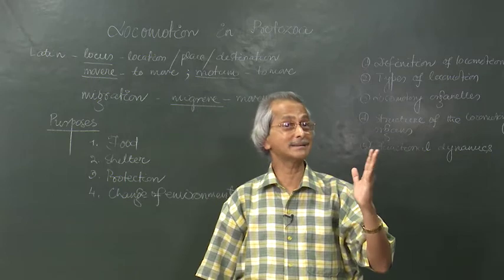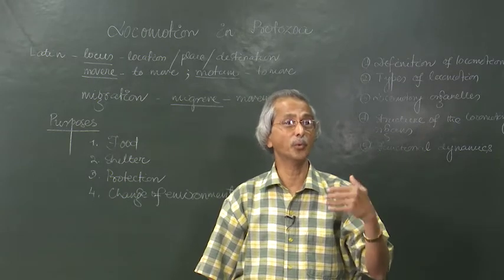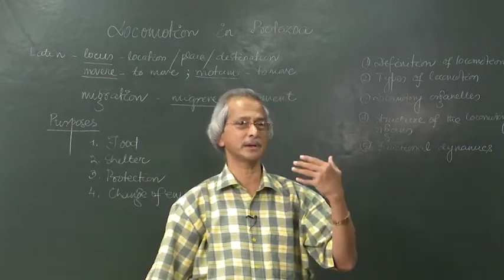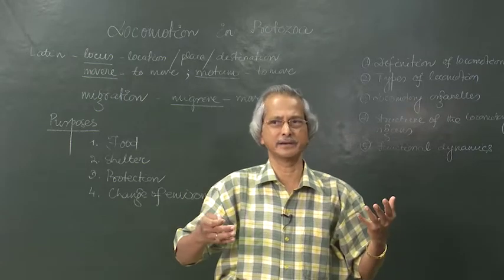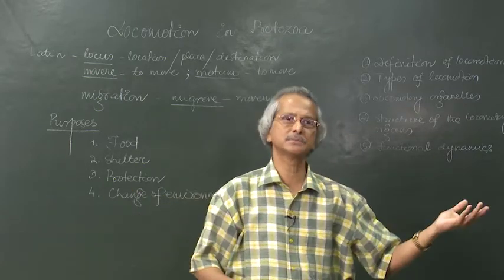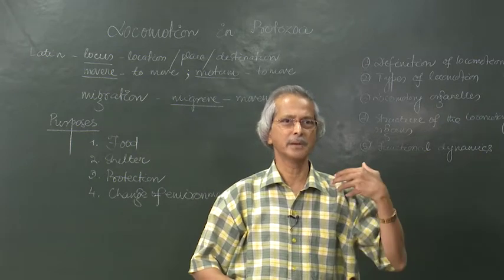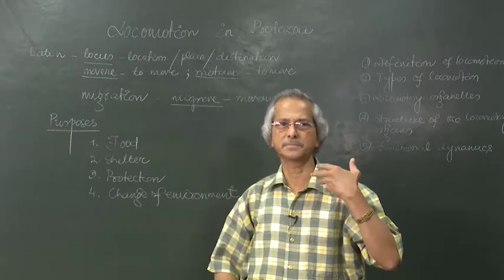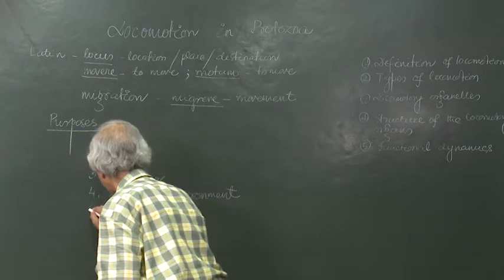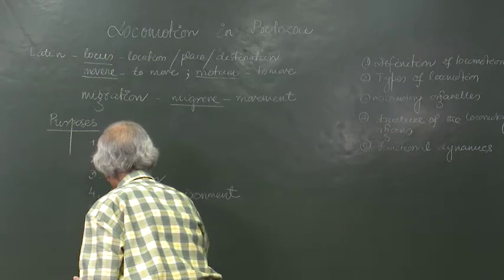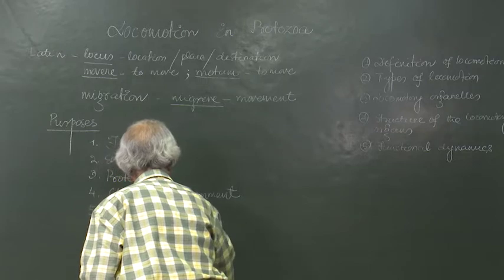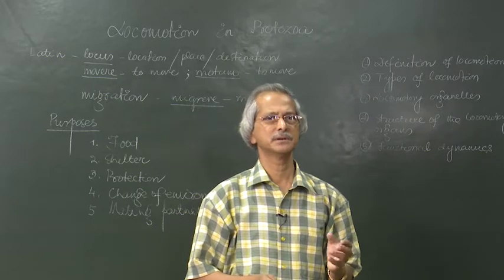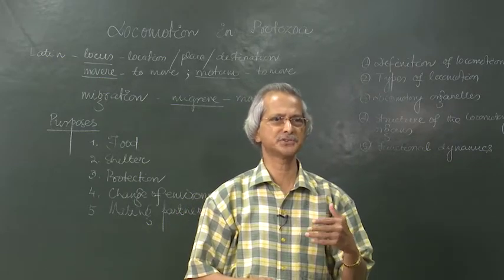Finally, another important aspect of movement from one place to another is the partner. When animals want a partner, they think, let me change my place and go somewhere where my friends or my mating partners are available. So, animals also move to seek the help of a partner, actually a mating partner. So, these are 5 different purposes of the animals for a change of place.